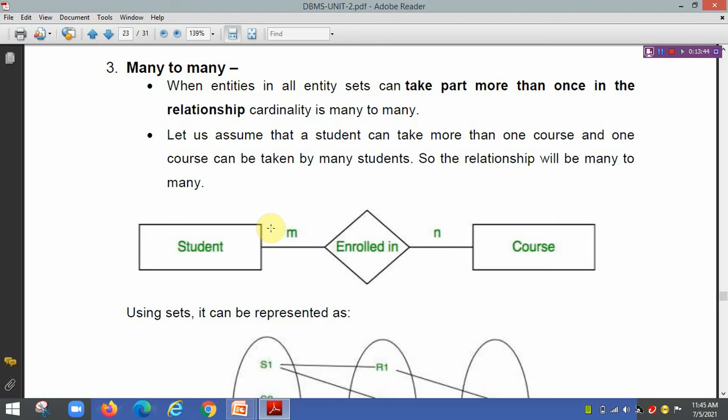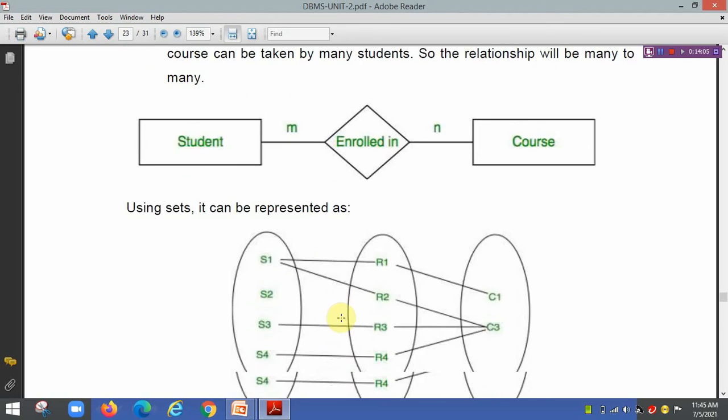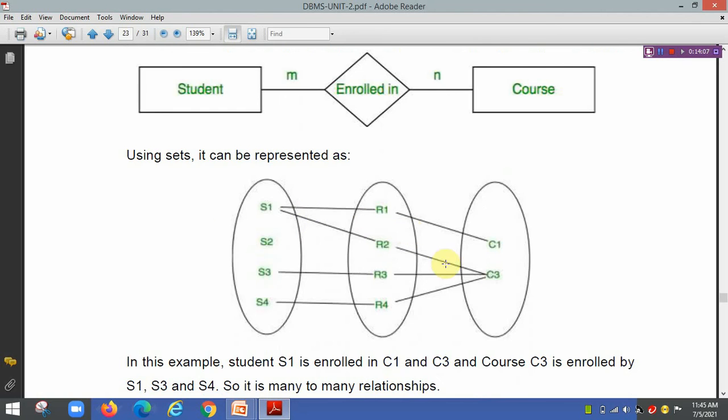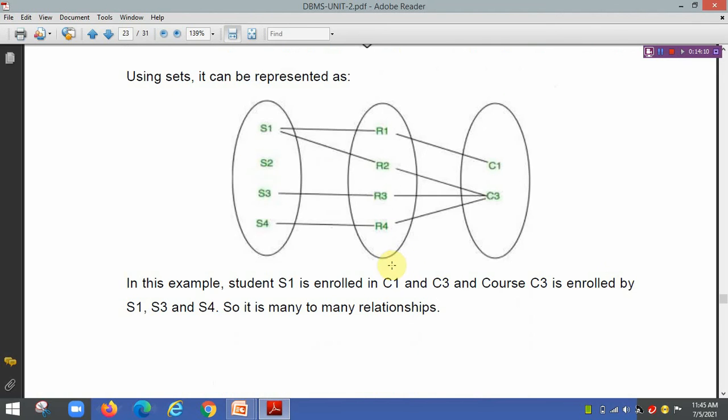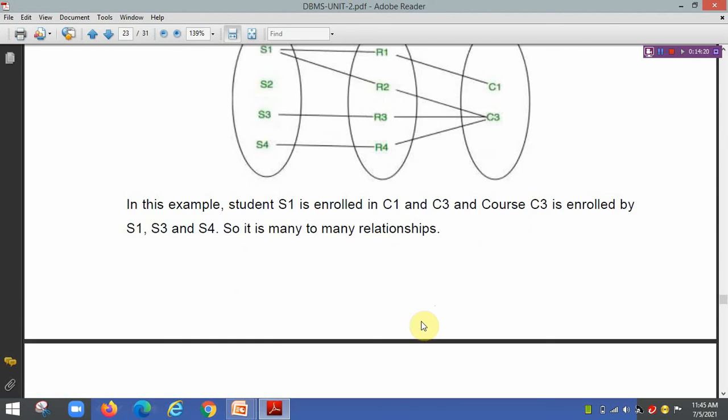Students can take more than one course. At a time you can read DBMS, you can also read operating system, and also computer network. So all of you learn more than one subject. In this way, students are many and courses are also many. Using this, we can define it in this way. The diagram is represented as follows: in this example, S1 is enrolled in C1 and C3. Course C3 is enrolled by S1, S3 and S4. So it is a many to many relationship.